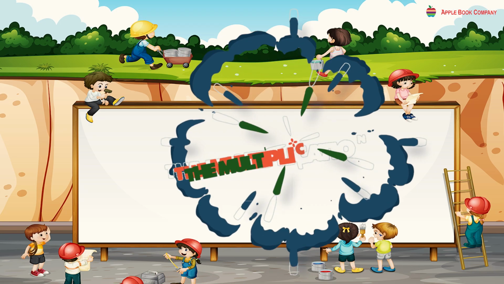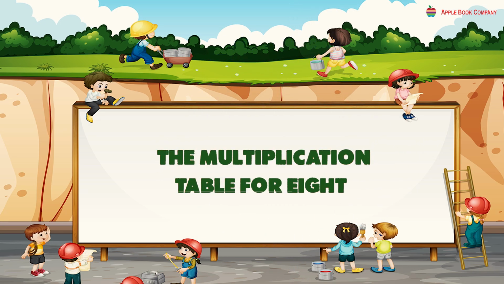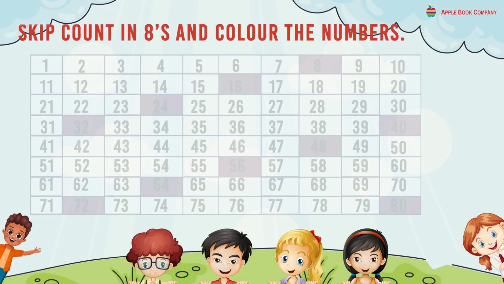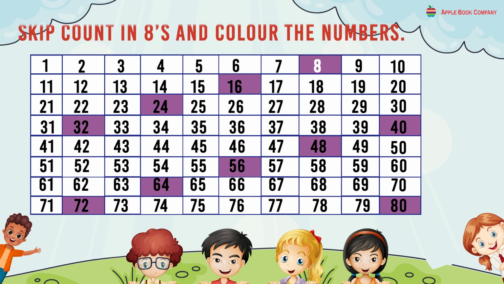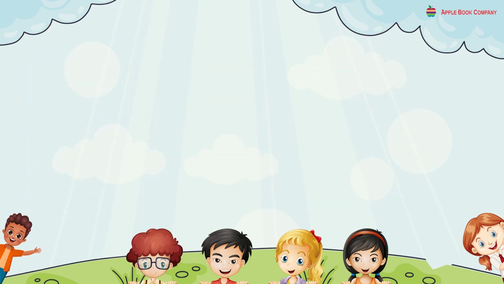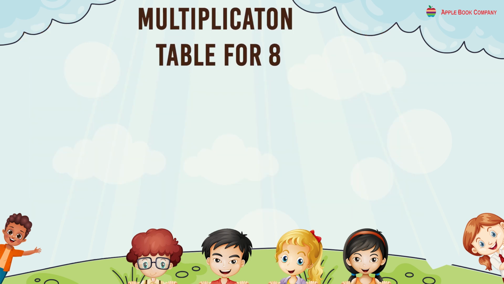Now let's look at the multiplication table for 8. Skip count in 8s and color the numbers. The numbers to be colored are 8, 16, 24, 32, 40, 48, 56, 64, 72, 80. Use these numbers to write the multiplication table for 8.